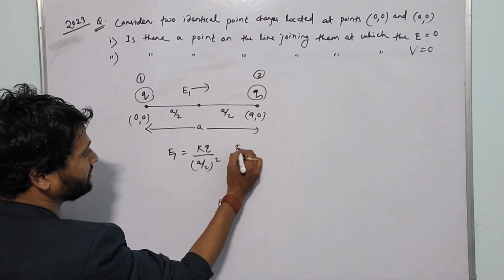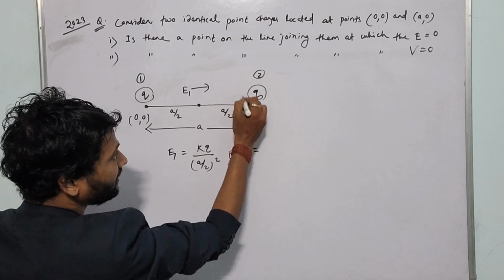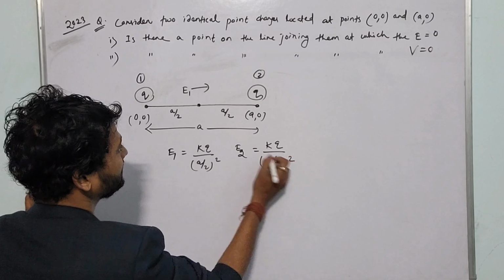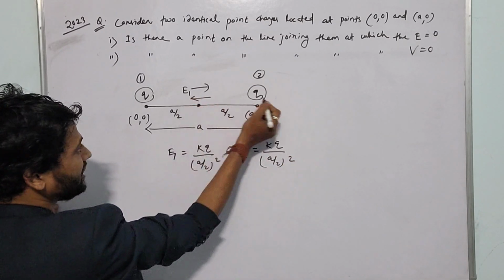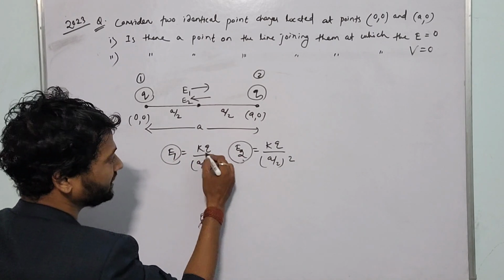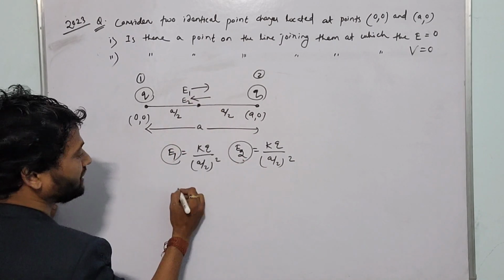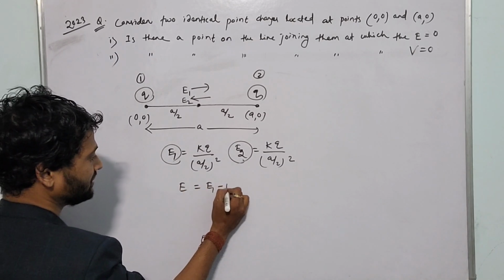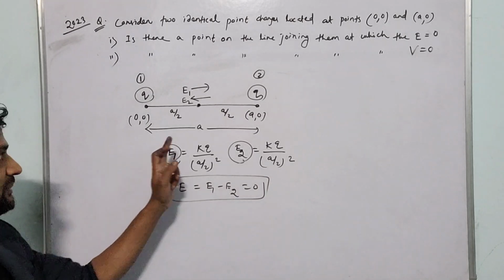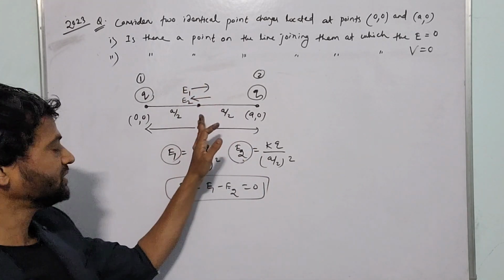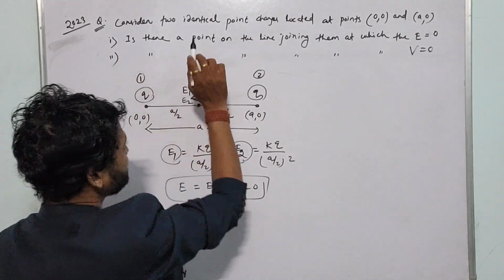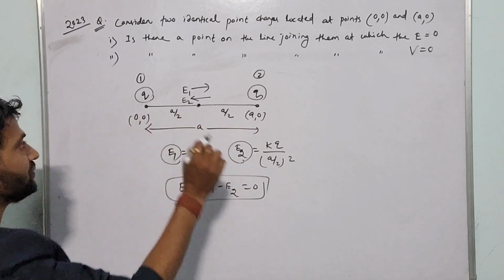Similarly, we will find the electric field at this point due to the second charge. It will be KQ by how much? Again (a by 2) square. And what is the direction? Direction is away from the charge. So what do you conclude from here? The magnitude of E1 and E2 will be the same and direction opposite. What is the net electric field? It will be 0. That means E1 minus E2, the answer will be 0. Both have the same magnitude, the direction is opposite. What is the net electric field? It will be 0. So that means the answer is yes, and the point is a by 2 from either of the charges.